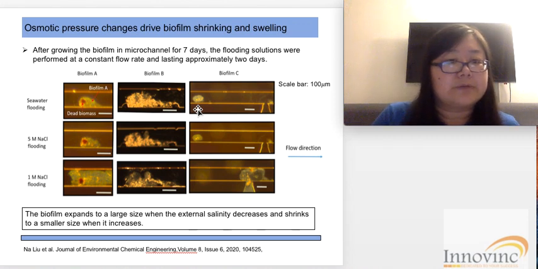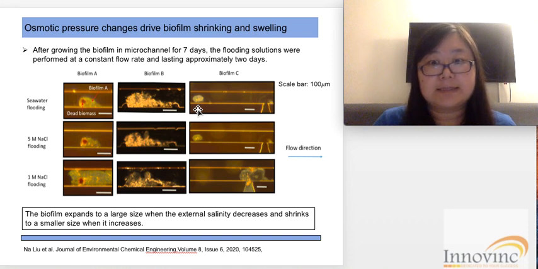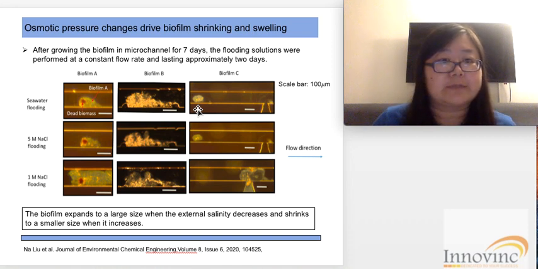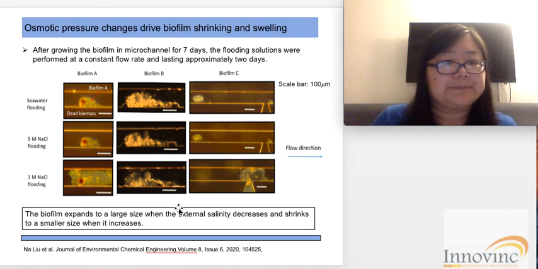According to their theory, we designed this experiment. We first grow the biofilm in the microchannel for 7 days to form mature biofilms. Here we show biofilm A, B, C. And then we start flow. We will create osmotic pressure in these 3 biofilms. So here we use different salinities of sodium chloride solution, which is very easy to make in the lab.